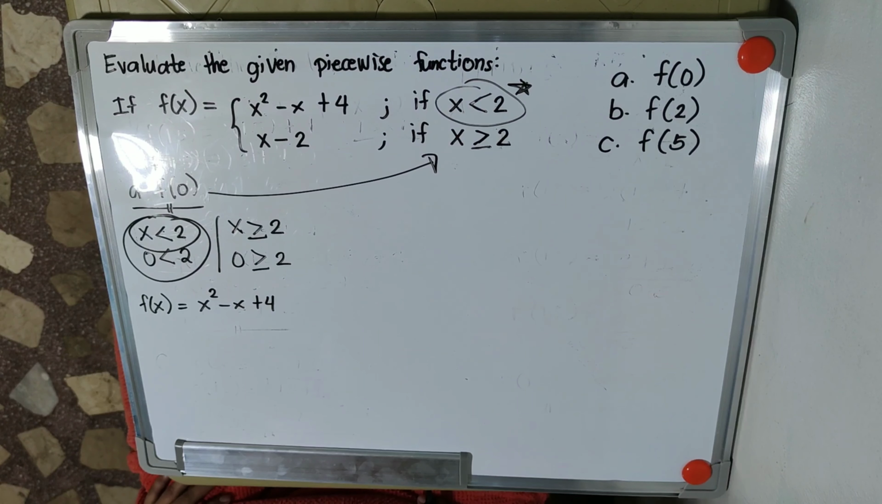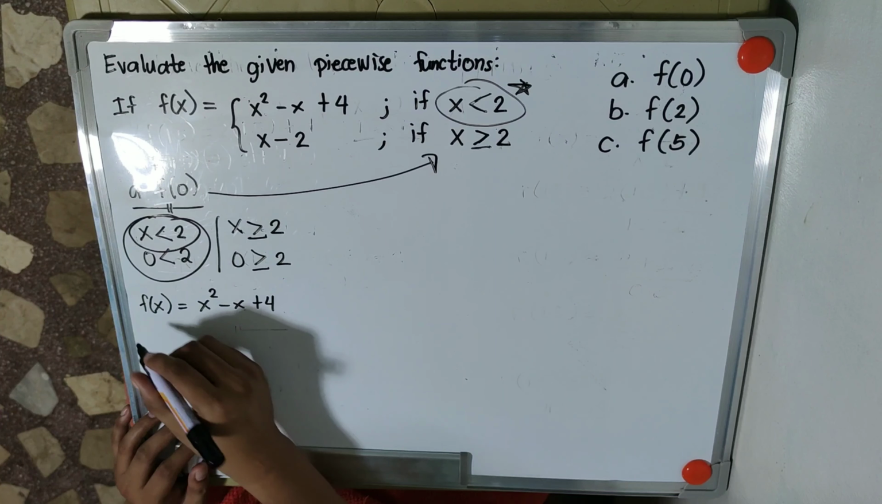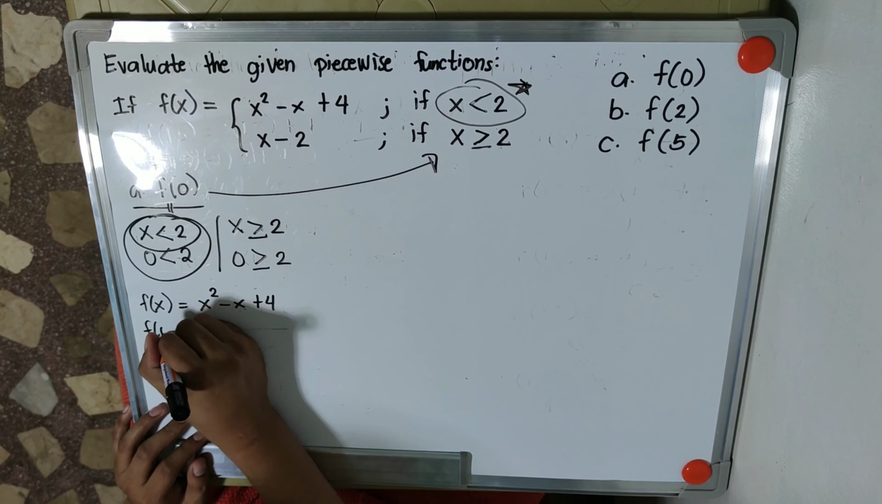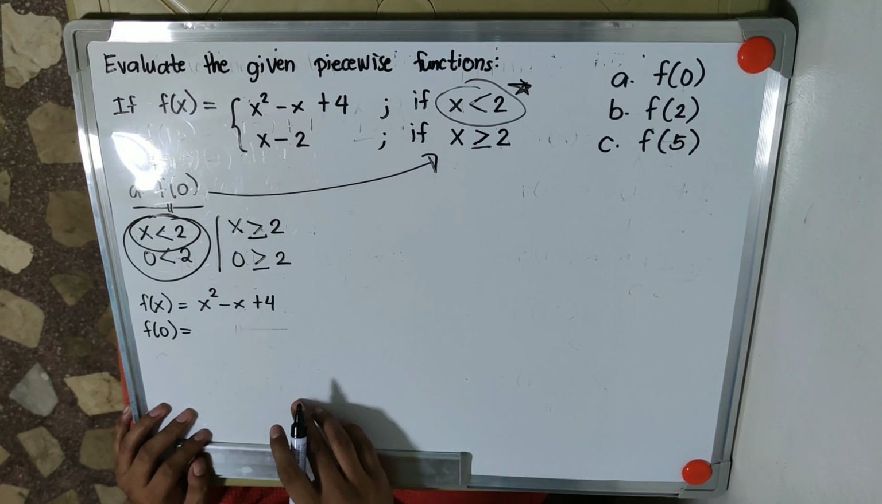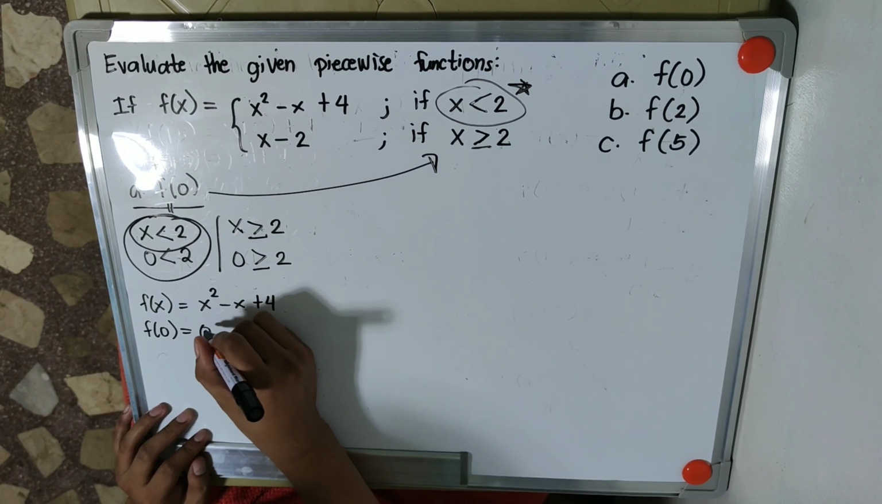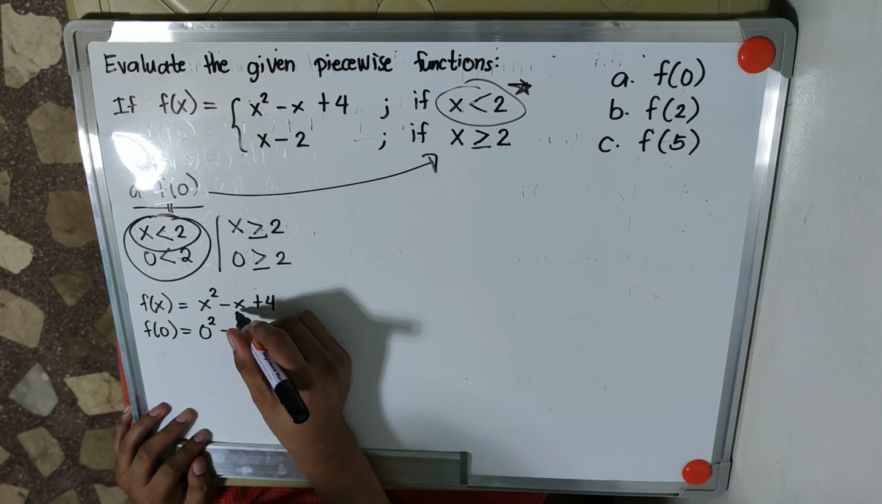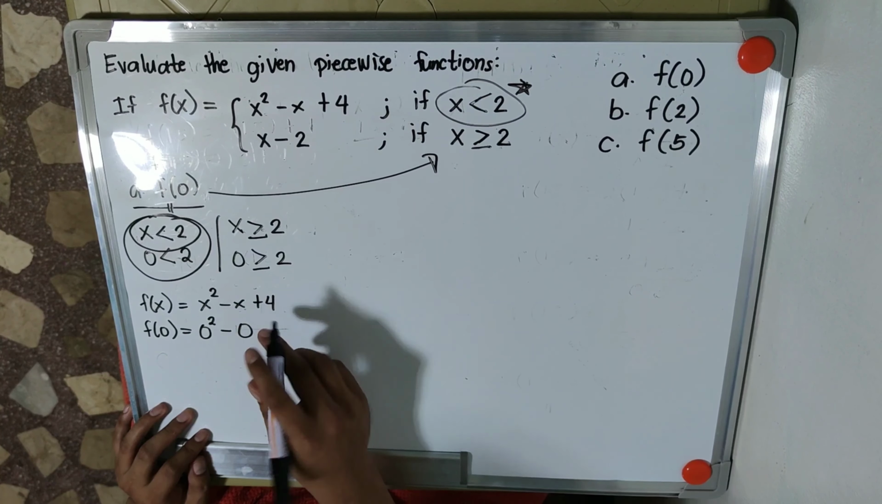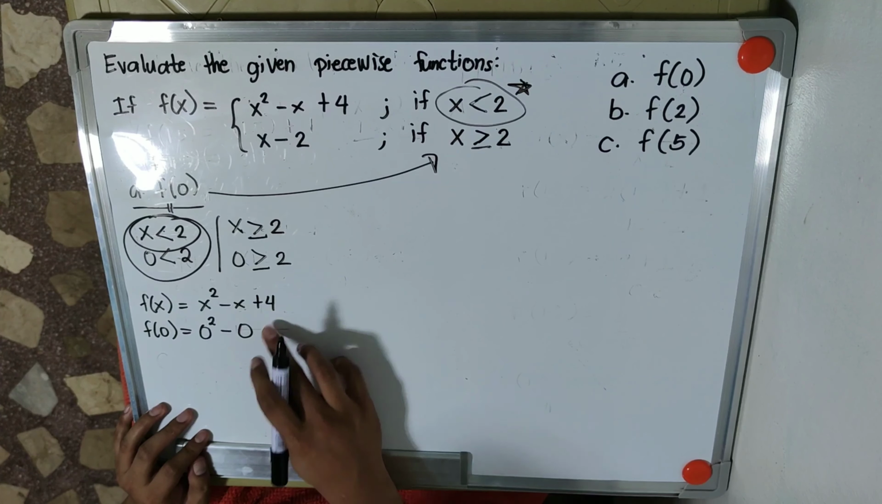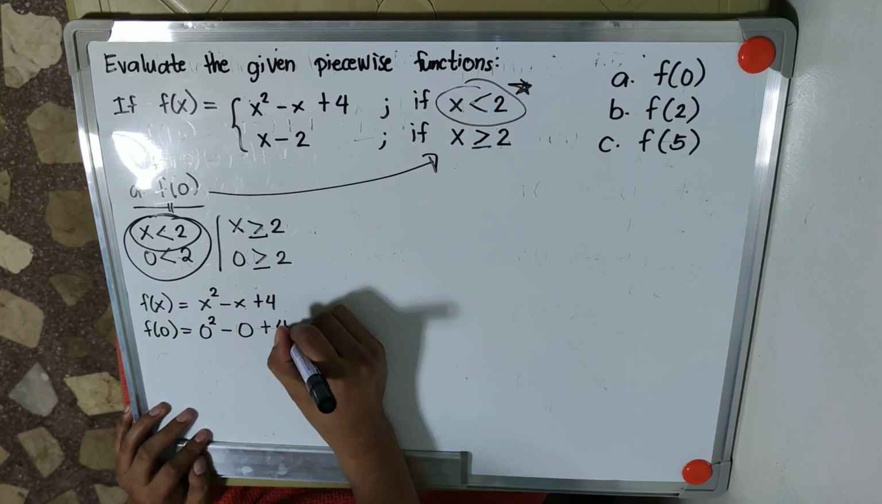evaluate. How to evaluate? Simply substitute the value of x to 0. Ano yung x natin? 0. Therefore, f of 0 is equal to substitute the value of x. 0 squared minus substitute the value of x 0 and do not change anything from the equation. Copy plus and copy 4.